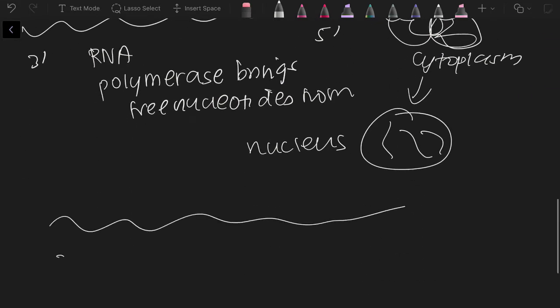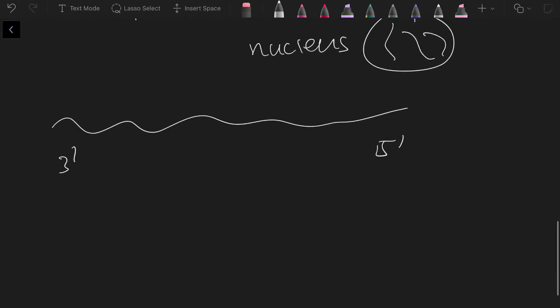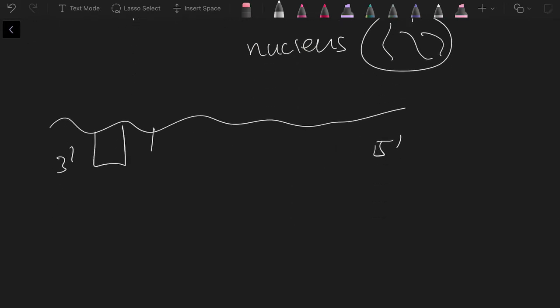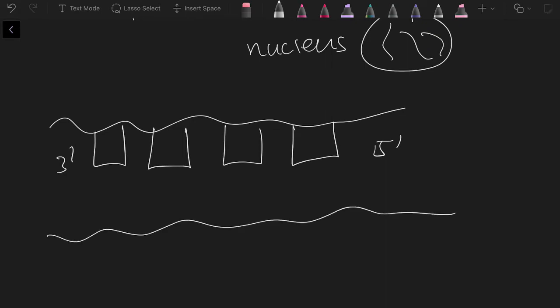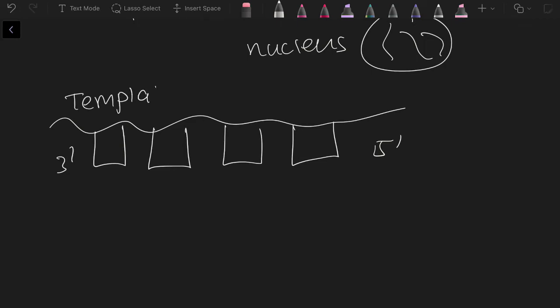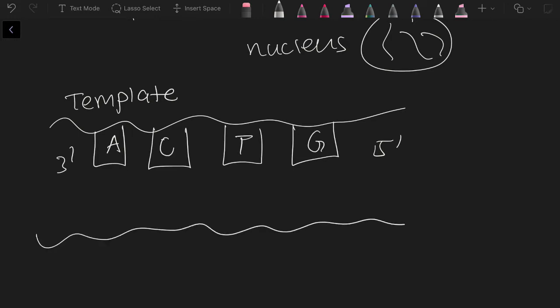Once these free nucleotides are brought in, RNA polymerase will attach the free nucleotides onto this new strand. So this is your DNA template strand, the one from 3' to 5', and let's say it has the sequence A, C, T, G, for example. For this new strand, which is mRNA, remember the complementary base pairing rules are very important.